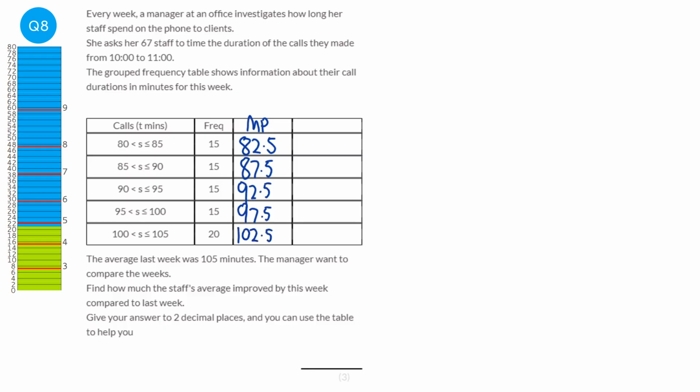Next we need to find the FT, which is just the frequency times the duration of calls. Now in this first group we're not timesing it by 80 to 85 or anything like that, we're timesing it by the midpoint, so our midpoint effectively becomes the T. So we're going to do 15 times that, which will be 1237.5, and we're just going to keep going and multiplying each of these together.